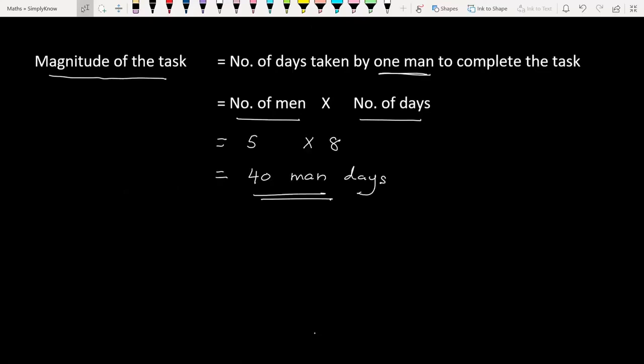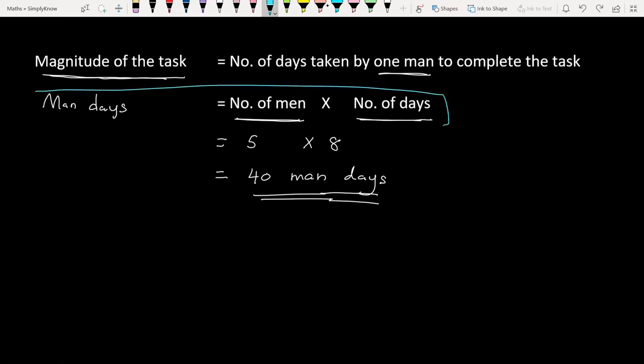So one man will take 40 days to complete this task and 5 men will take 8 days to complete this task. So by finding out the number of days taken by one man, we can find out the magnitude of a task. So finally you can say man days equals number of men times number of days. Therefore, the third method, I use this equation and try to find out the answers.